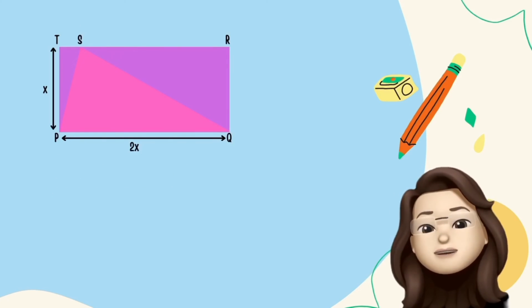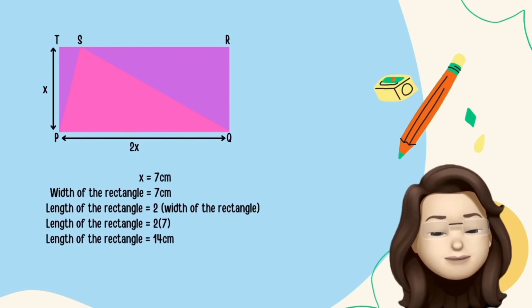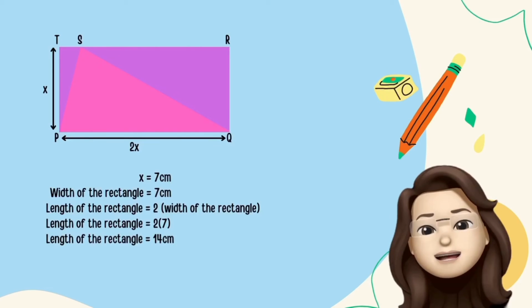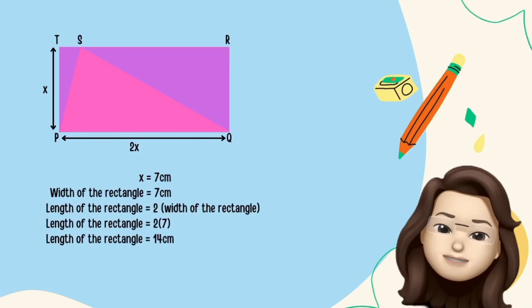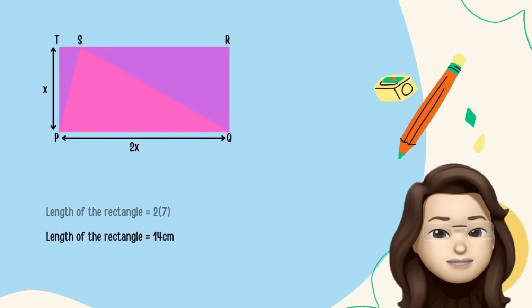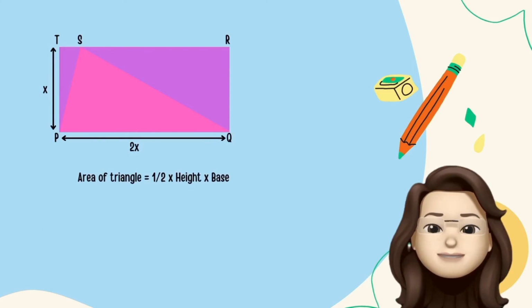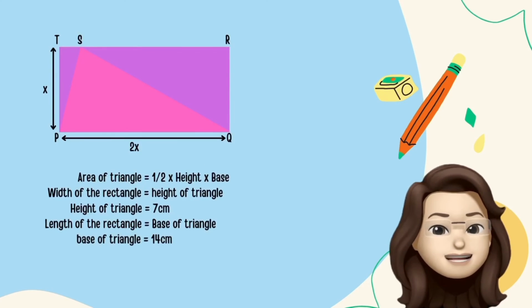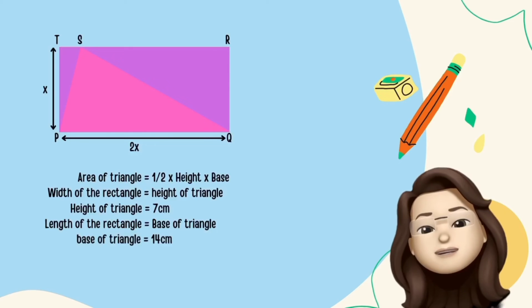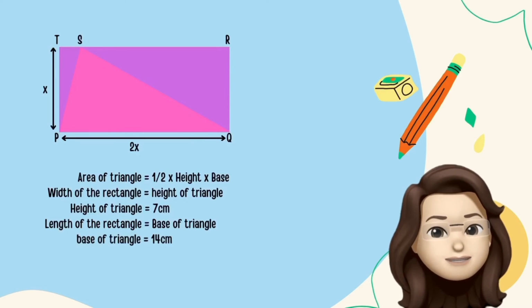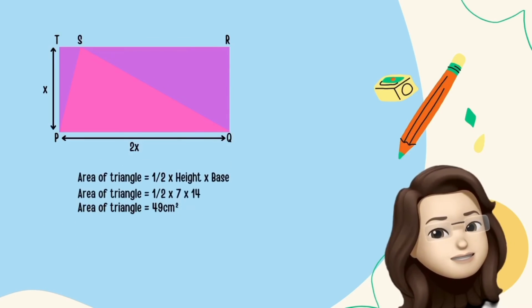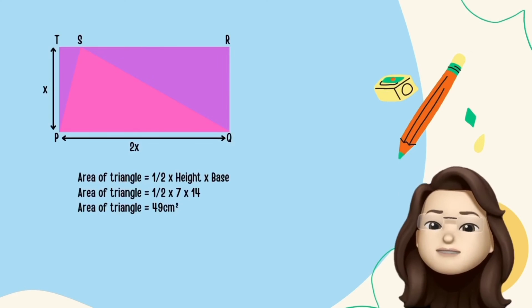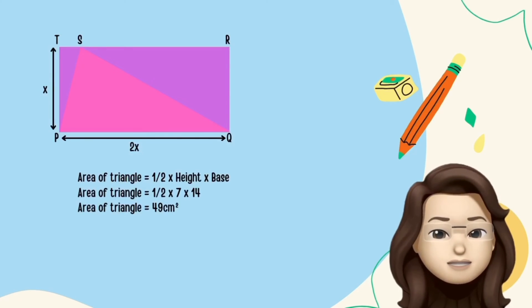Since the length of the rectangle is twice its width, we need to multiply 7 by 2. The length of the rectangle will be 14 cm. The formula to find the area of a triangle is half times height times base. Since the width of the rectangle is equal to the height of the triangle and the length of the rectangle is the same as the base of the triangle, thus half times 7 times 14, we will get the area of the triangle is equal to 49 cm square.